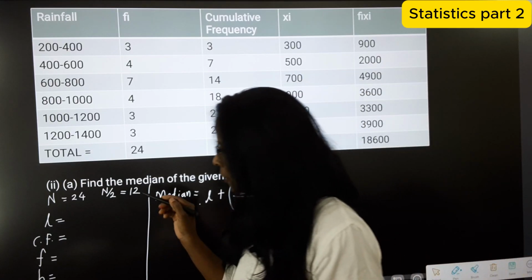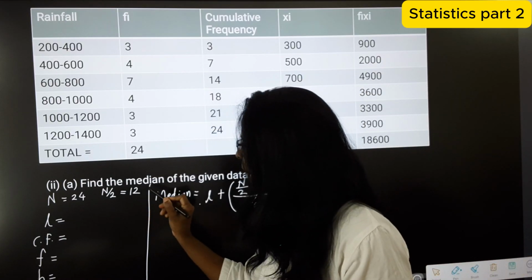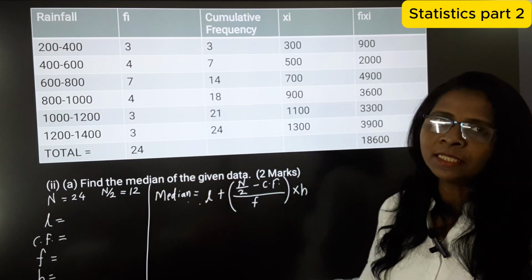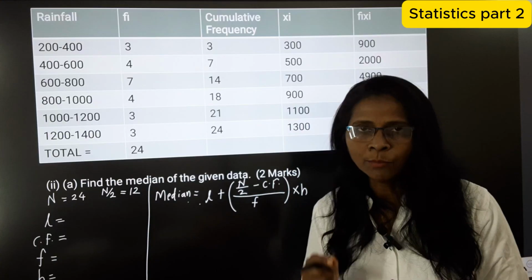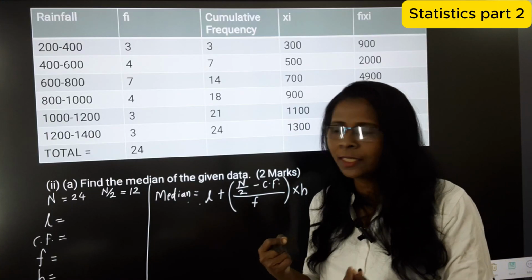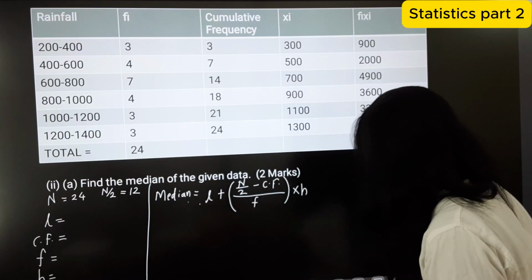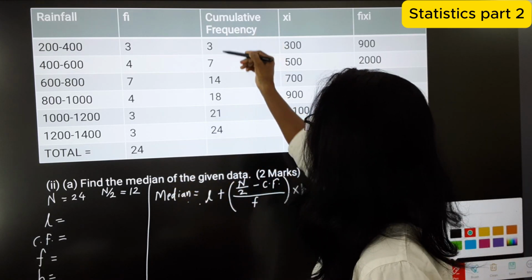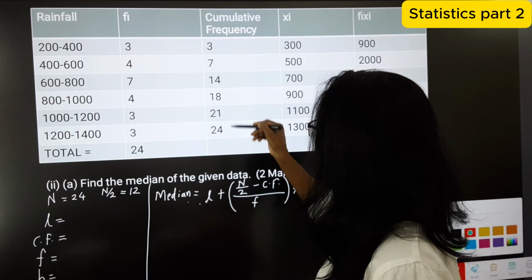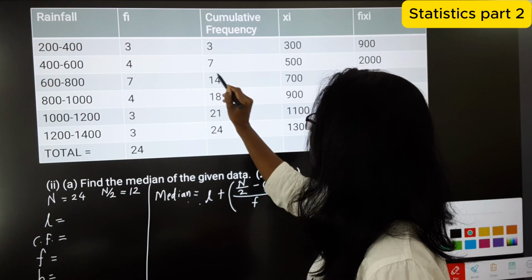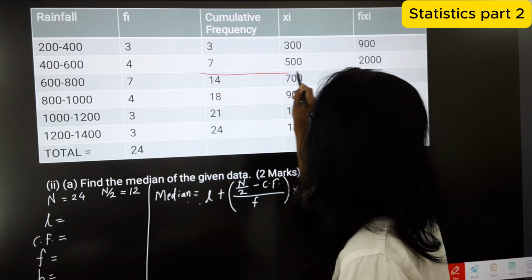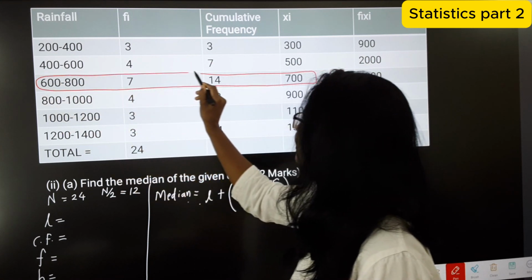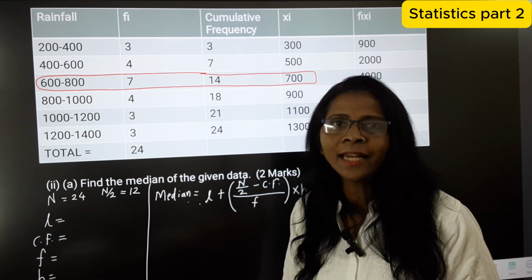Here N upon 2 is 12. So we look for the cumulative frequency just greater than 12. See here, students, the cumulative frequency just greater than 12 is 14.